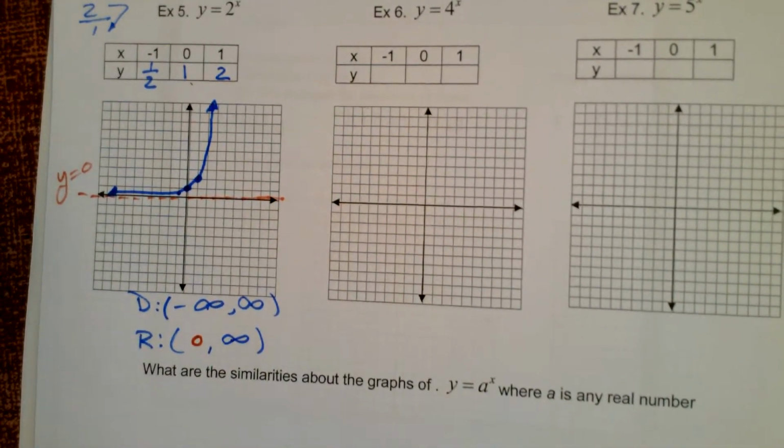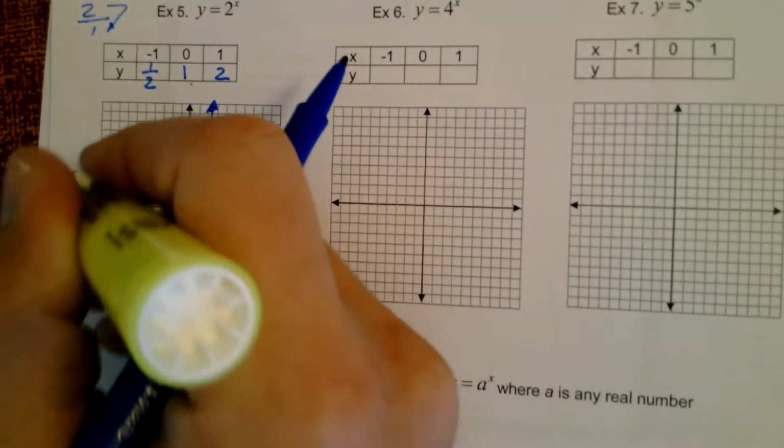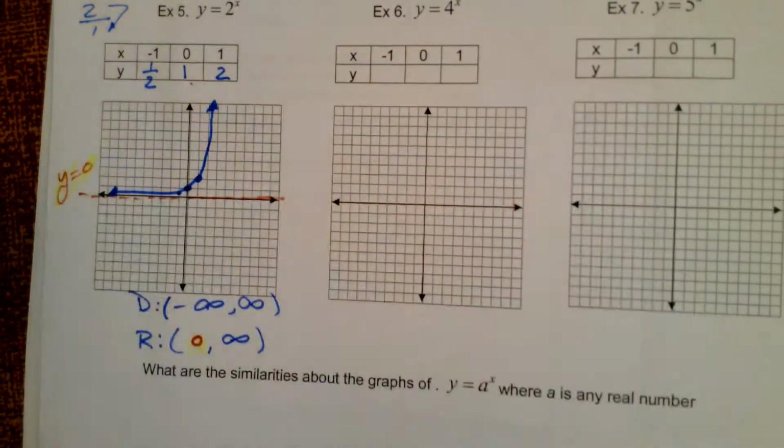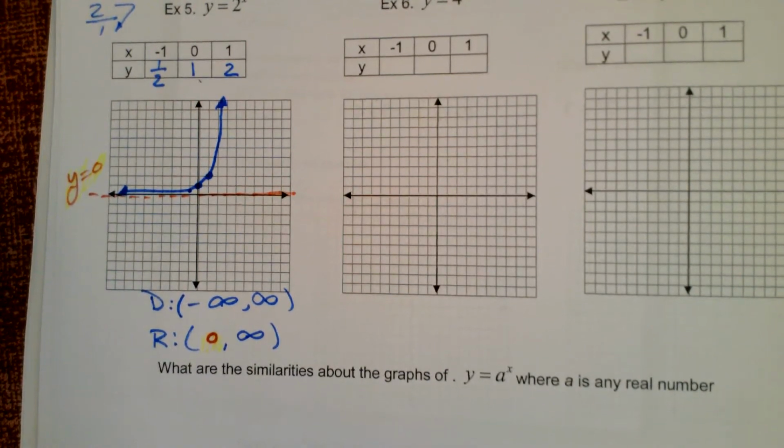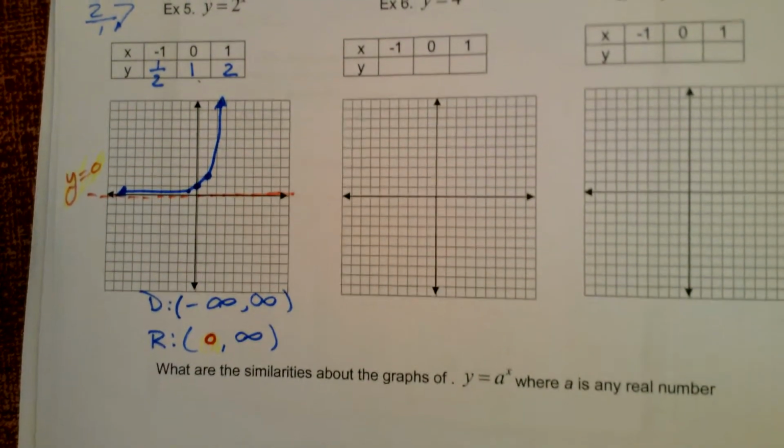Make no doubt about it. The number for the range is always referred to with your horizontal asymptote. So the number for your asymptote is always going to be in your range for exponentials. So you could go through and answer and graph these guys.